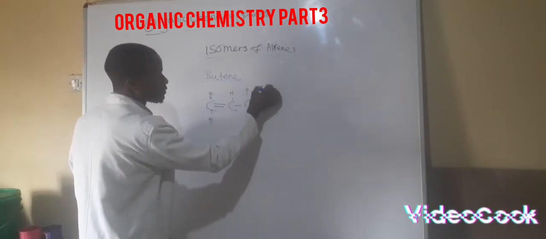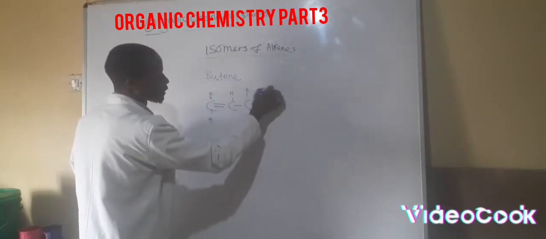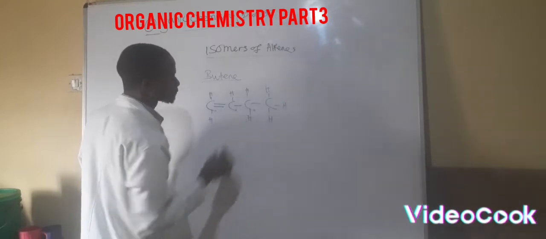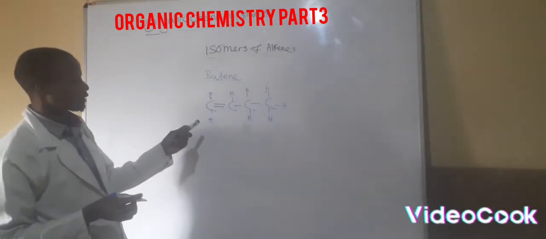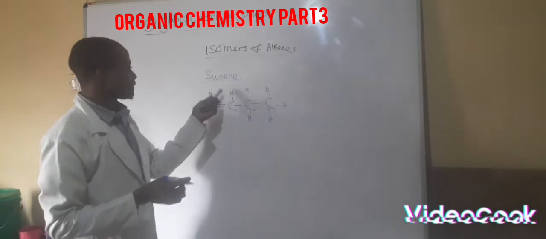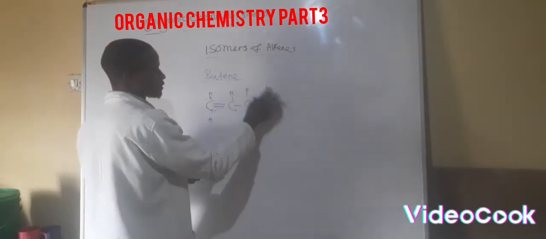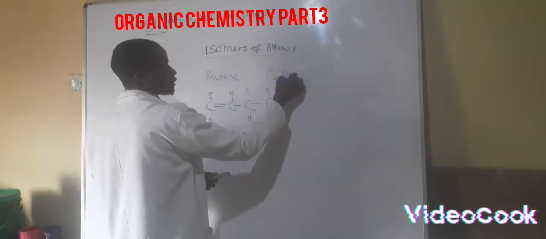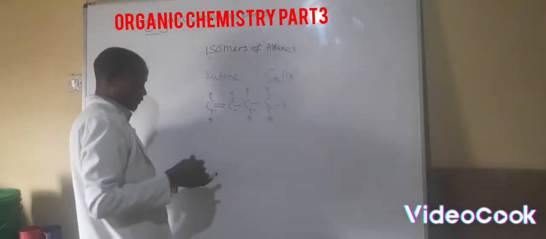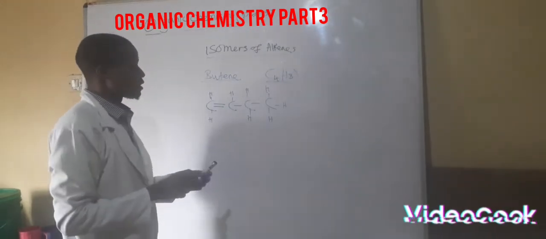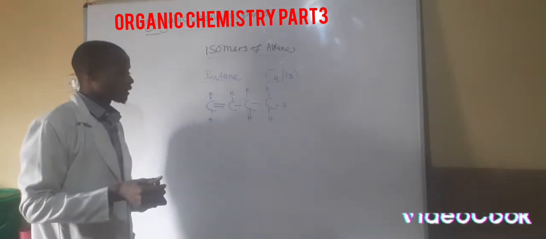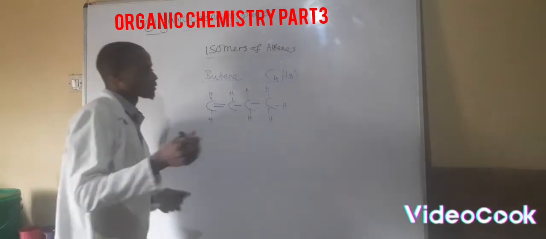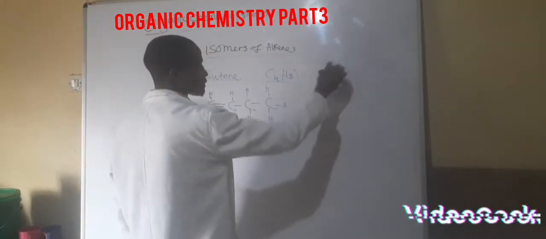This one needs one to be stable. This one needs two more. This one needs three more to be stable. Okay, so we have that. That is the butene. Now, the molecular formula, 1, 2, 3, 4, 5, 6, 7, 8, C4H8, is the molecular formula for butene. Now, we may have another butene with a different structural formula. So we may have butene which looks like this.